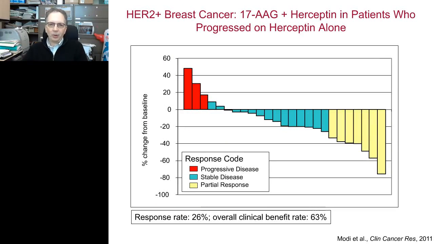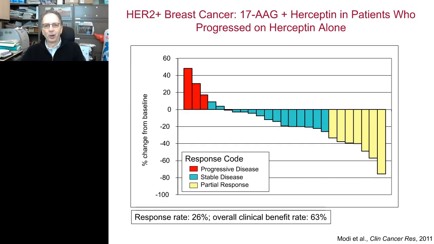So to turn to some clinical evaluations of HSP90 inhibitors in cancer patients, a study published a few years ago was the first to demonstrate the efficacy of an HSP90 inhibitor, and this was in HER2-positive, ERBB2-positive breast cancer patients that had been treated and responded to Herceptin, but eventually progressed on Herceptin alone.